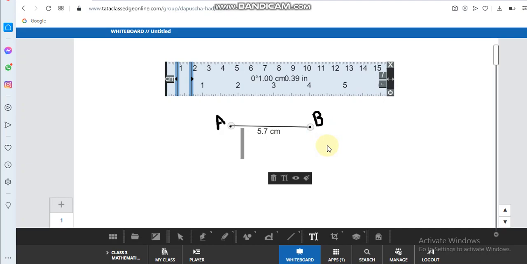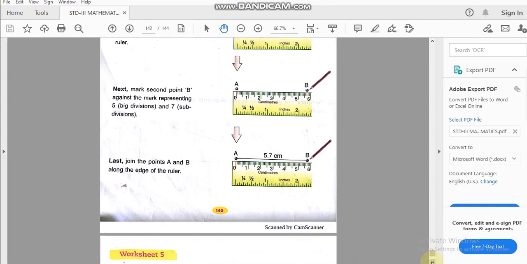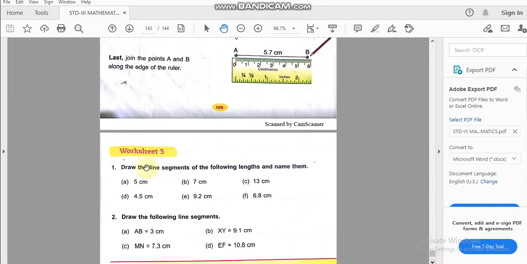Okay, so let us see the worksheet now. The first question given in a worksheet is, draw the line segments of the following lengths and name them. So these are questions 5 cm, 7 cm, 13 cm, 4.5, 9.2 and 6.8. So I am showing you first 13 centimeter and then we'll do 9.2 centimeter. Okay, so let us draw this.